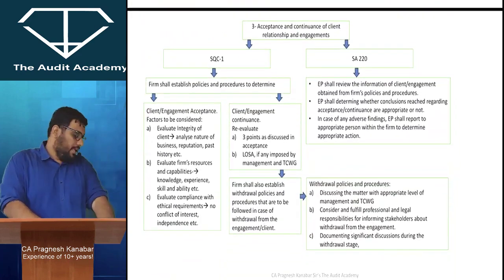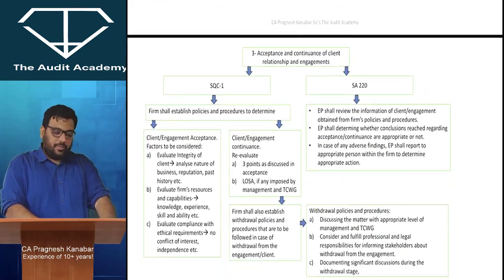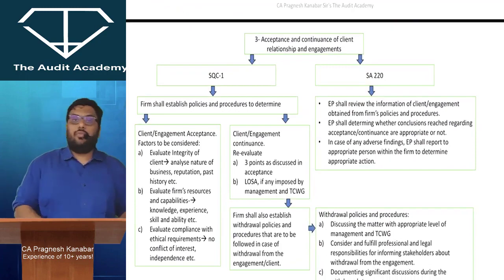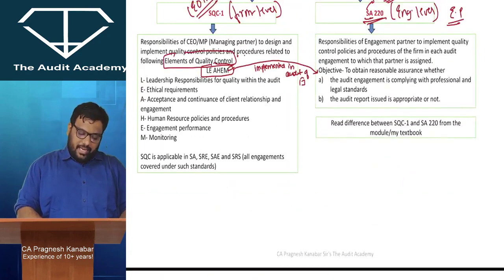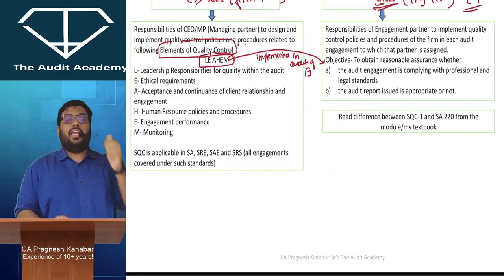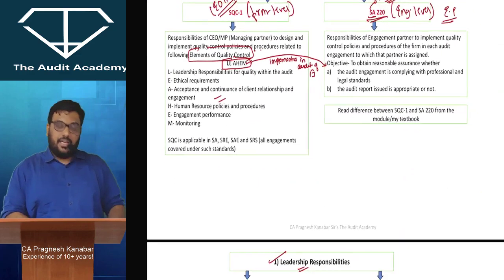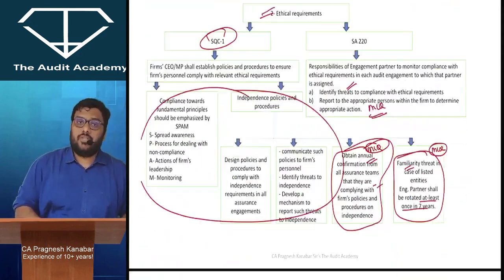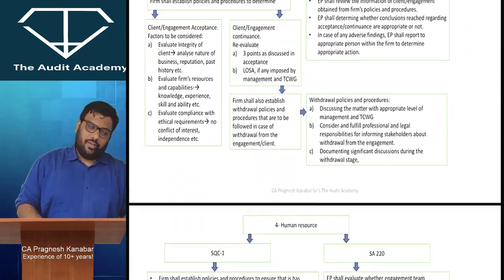All right. L for leadership responsibilities is over. E for ethical requirements is over. Six elements are left. A for acceptance and continuance of client relationship and engagement. Listen to me very carefully.